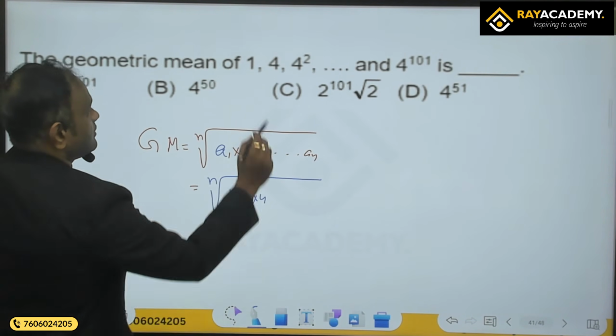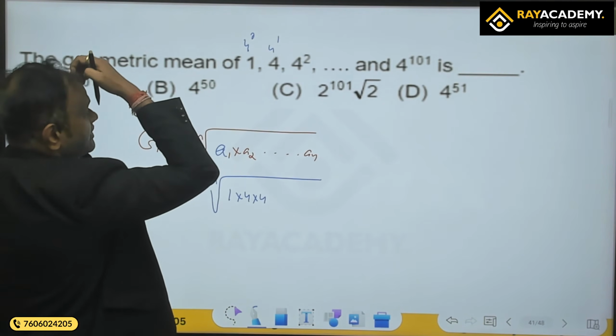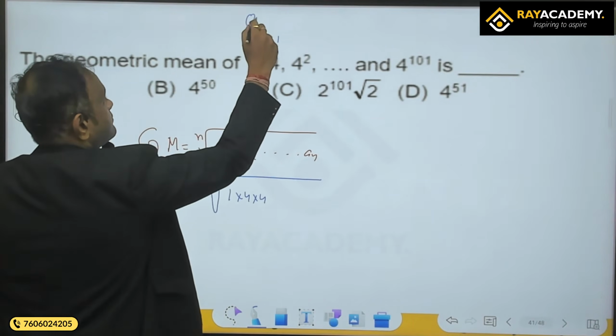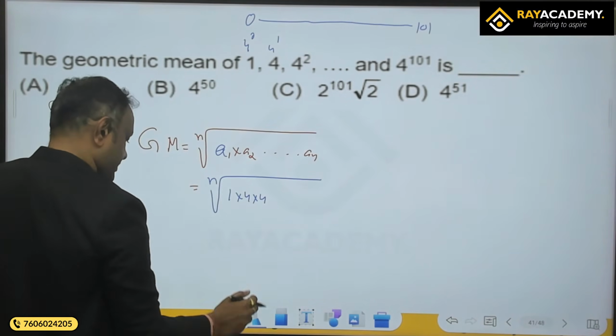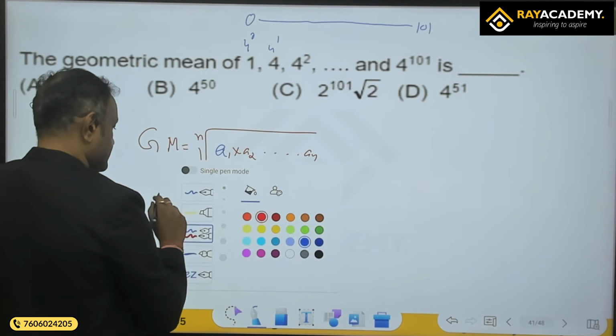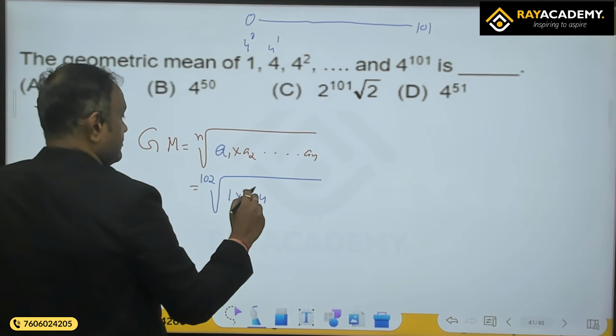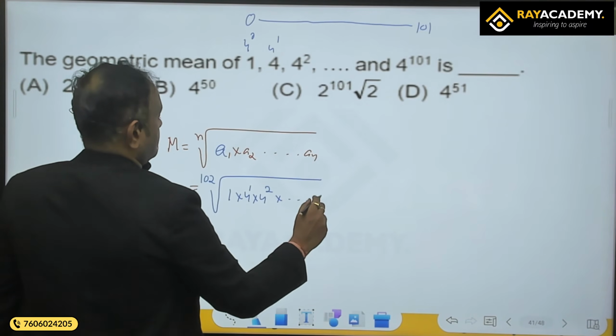How many numbers are there? 1 is 4 to the 0, this is 4 to the 1. So from 0 to 101, how many numbers? 102 numbers. So it will be the 102nd root of 4 to the power 0 into 4 to the power 1 into 4 to the 2 up to 4 to the 101.